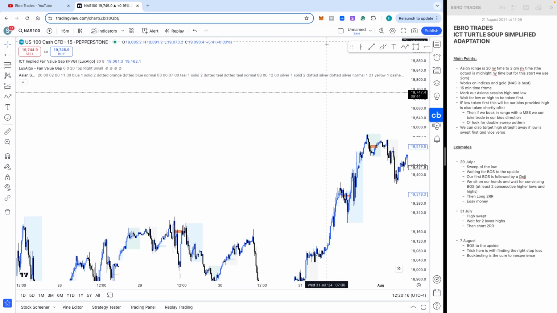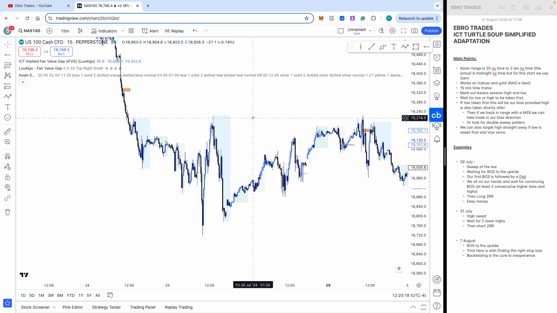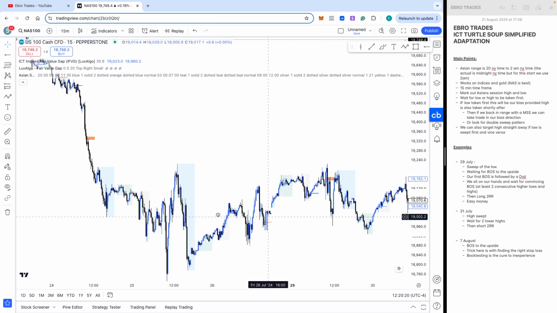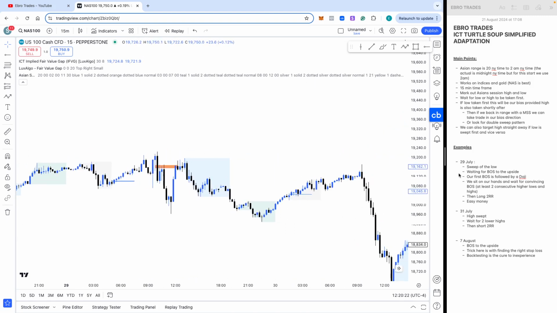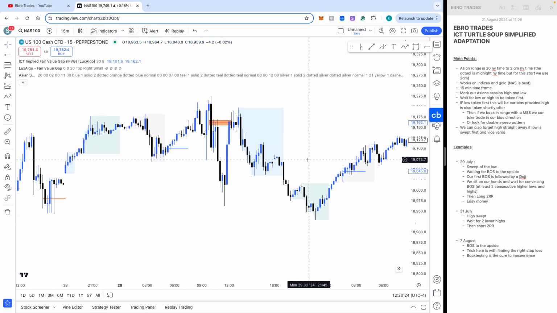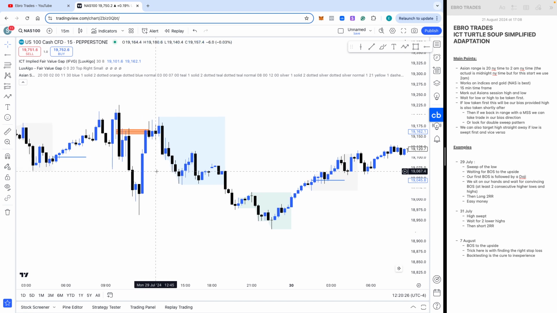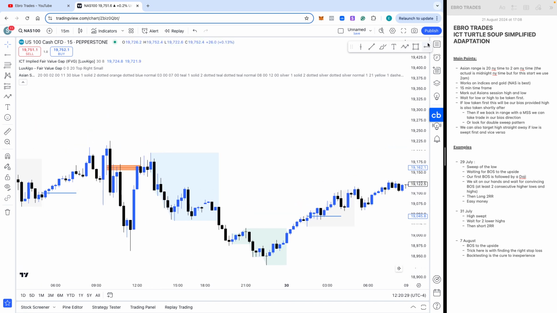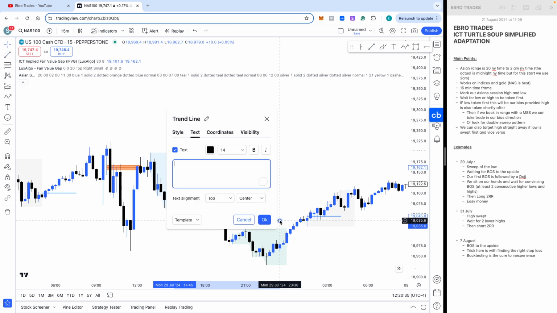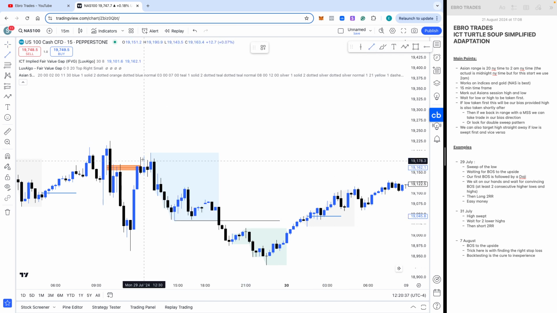Now, I got a few examples of how I use Turtle Soup. So let's just get straight into that. Monday, the 29th of July. I've got my Asian session marked out here. It's this area shaded in blue. Here is my low. Here is my high.